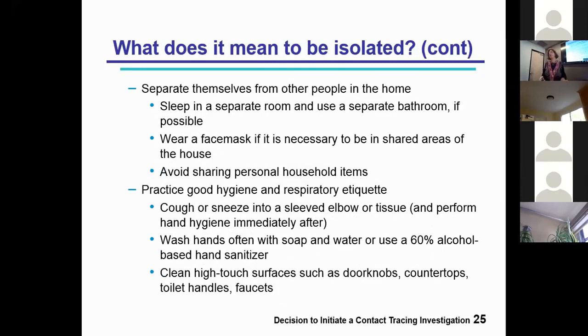There needs to be separation in the household as well. So they should be sleeping in a separate room, using a separate bathroom when possible, or decontaminating, cleaning the bathroom in between uses, wearing a face mask if you have to go into shared areas, and avoiding sharing other personal household things. And then obviously good hygiene and respiratory hygiene. So covering your cough or sneeze if you're not wearing a face mask, washing your hands all the time, either using soap and water or an alcohol-based sanitizer, and cleaning those surfaces like doorknobs and countertops and toilets and faucets and sinks that people are touching frequently.